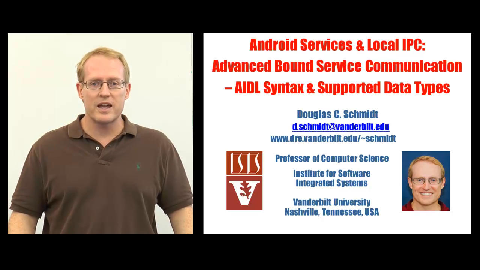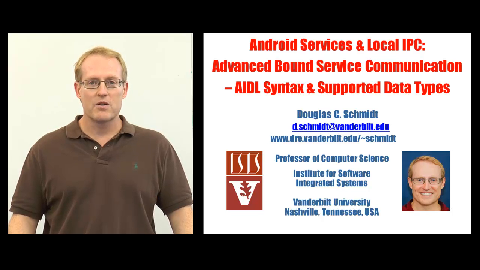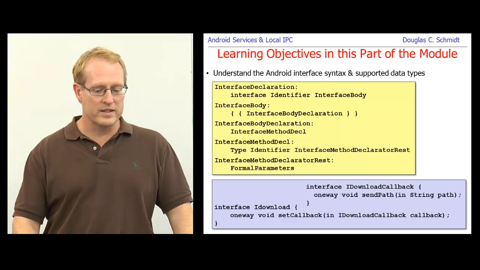What we're going to be covering today is a continuation of the discussion of the Android interface definition language. We're going to talk about some of the syntax and supported data types first, and then we're going to go into some more detail about how you implement AIDL interfaces, looking at the internals, what's generated by the AIDL compiler. Then we'll look at some examples illustrating how to use AIDL and the binder for both synchronous and asynchronous communication. So first, let's start by talking about the supported data types.